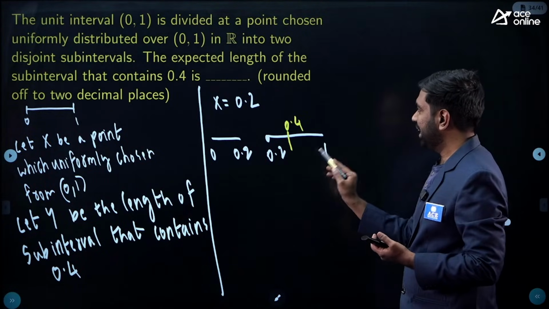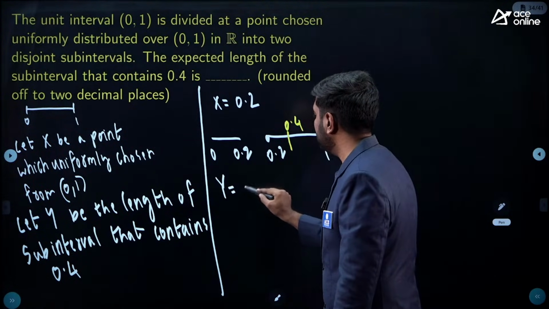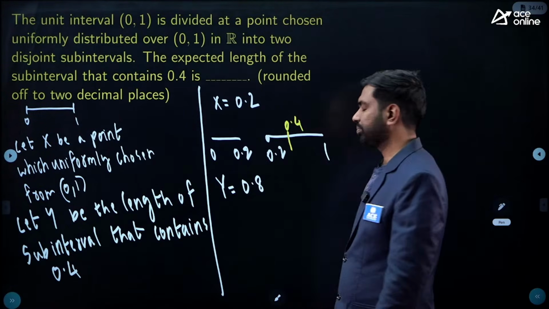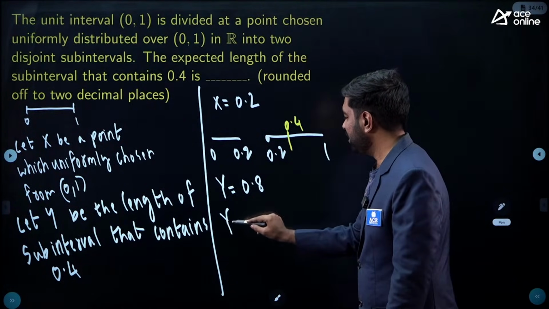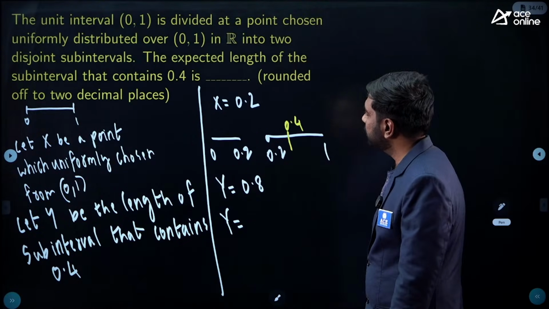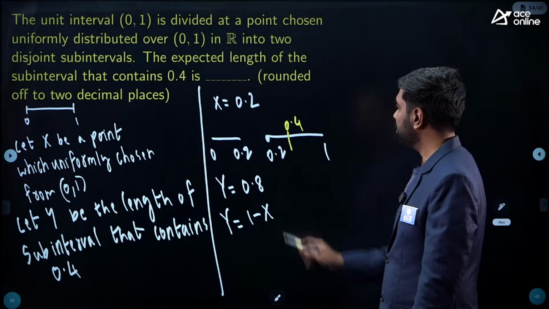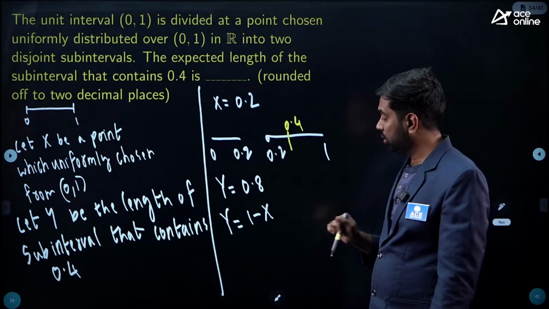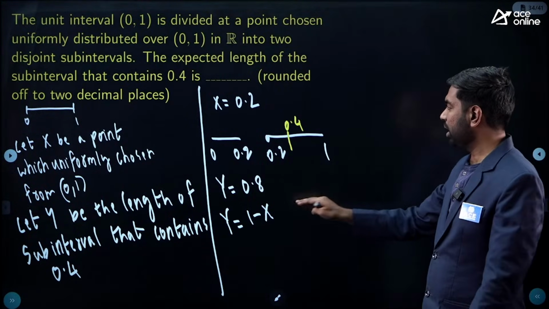So right now at this point, what is Y if you ask? Y is 0.8. Can I also write it like this? Y is nothing but 1 minus x, because x value is 0.2. You substitute 1 minus 0.2, which is 0.8. So right now I have this relation.